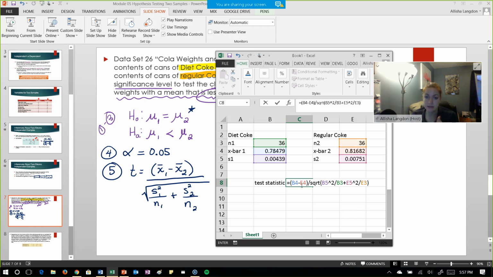We're subtracting the means on top. And on the bottom square root, we've squared our sample standard deviation, divided it by our sample size, added it again to the other sample standard deviation squared, divided by our sample size. Hit enter, and you should get a really terrible number, -22. That seems humongous.